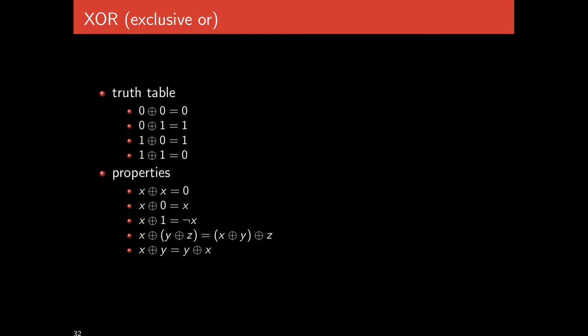So XOR has some interesting properties. One is that an operand XORed with itself is always going to be 0 no matter what X is. If you XOR 0 to anything, you just get that thing, so nothing changes. If you XOR 1, you get the negation of it. It has the nice property where (X XOR Y) XOR Z is the same as X XOR (Y XOR Z), the same way that addition associates. And it's symmetric in that X XOR Y is the same as Y XOR X. It doesn't matter which order the operands appear in.